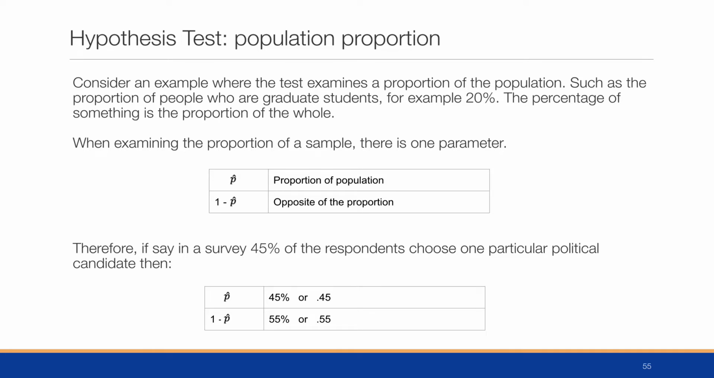It's P with a little hat over it. Again, some people put the bar over it, but I'm going to use the hat notation. So the opposite of that population is 1 minus P hat. If, say, in a survey 45% of the respondents chose one particular political candidate, P hat is 45% or 0.45. 1 minus P hat is 55% or 0.55.